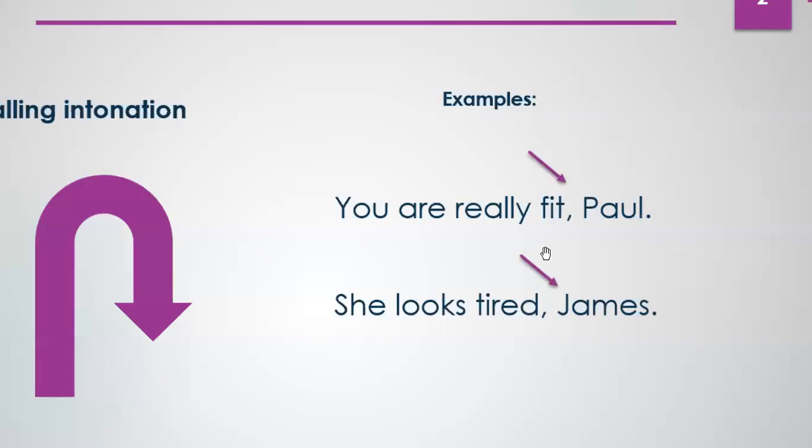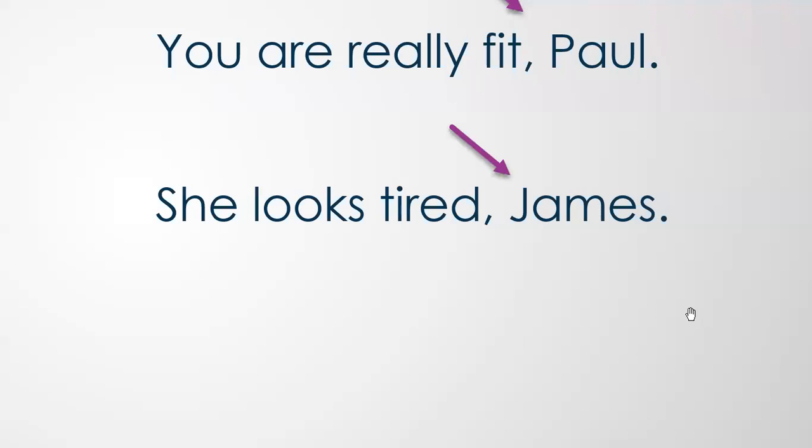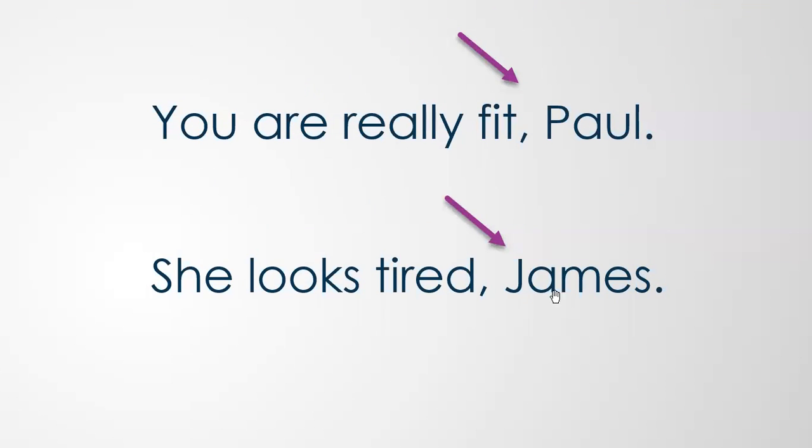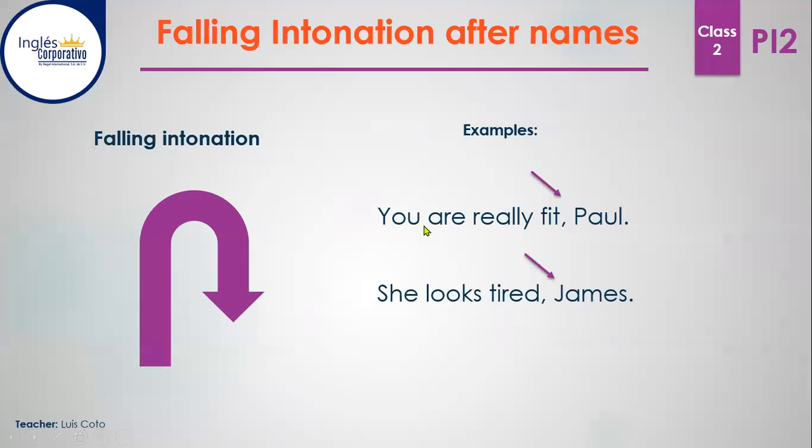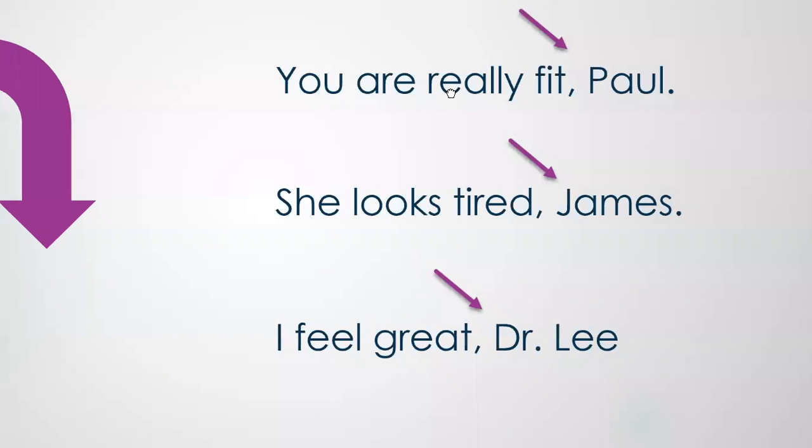The next one, can you read it? She looks tired, James. She looks tired, James. Okay, James is a name. Correct. Okay, that is the second one. Number three is?